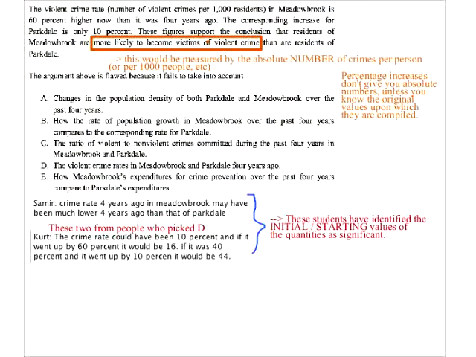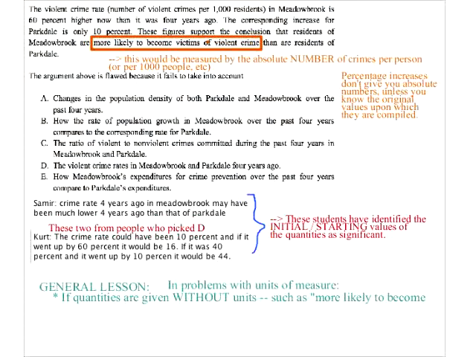In general, the takeaway that you should get from this, a general lesson here, is that in a problem with units of measure, think about the following things. Population density, we'll get to that in a second. In problems with units of measure, if quantities are given without units, such as more likely to become victims in this problem, then please try to quantify those quantities. In other words, actually give them units.